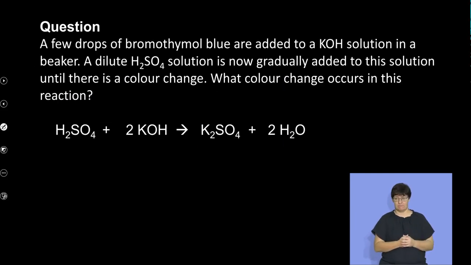And then the question goes further and says, a few drops of bromothymol blue are added to the beaker. A dilute solution is now gradually added until there is a color change. So that's when we arrived at the pale green. What color change occurs in this reaction? We're able to say from blue to pale green.